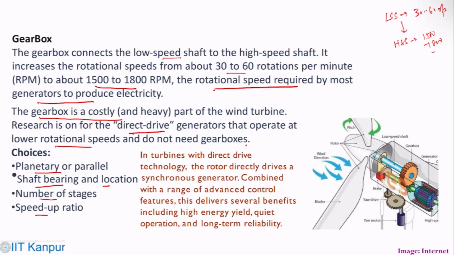Now, in turbines with direct drive technology, the rotor directly drives a synchronous generator. Combined with a range of advanced control features, this delivers several benefits including high energy yield, quiet operation, and long-term reliability. So these would be the advantages of direct drive.